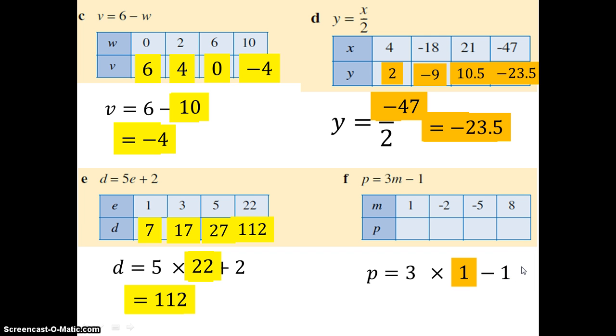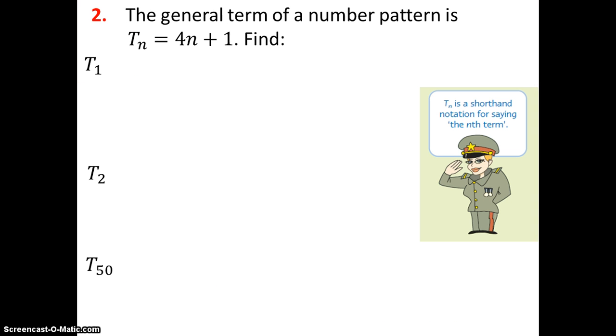In the next one, we've got 3 times m, and we're taking 1 away. So 3 times 1 is 3, minus 1 is 2. Minus 2 times 3 is minus 6. Minus 6 minus 1 is minus 7. 3 times minus 5 is minus 15. Minus another 1 gives you minus 16. And then 3 times 8 is 24. 24 minus 1 is 23.